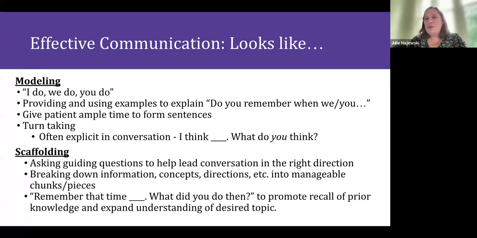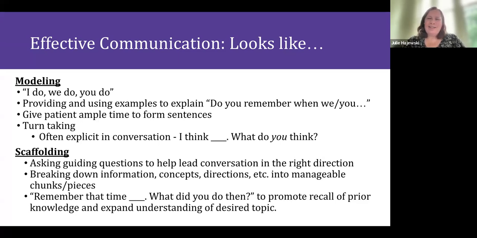Modeling things, I do, we do, you do, we've all heard that one. Providing examples. Do you remember when? And I do that a lot. Remember last time when you were here, I listened to your heart. I used my stethoscope, I put it here and it doesn't hurt. I'm going to do that again today. Asking, turn taking. I think this is a healthy behavior. I think drinking milk once a day and having water the rest of the day is a healthy behavior for an adult. What do you think?